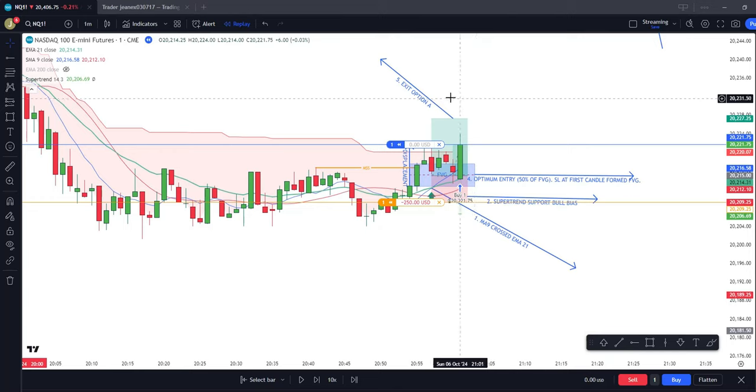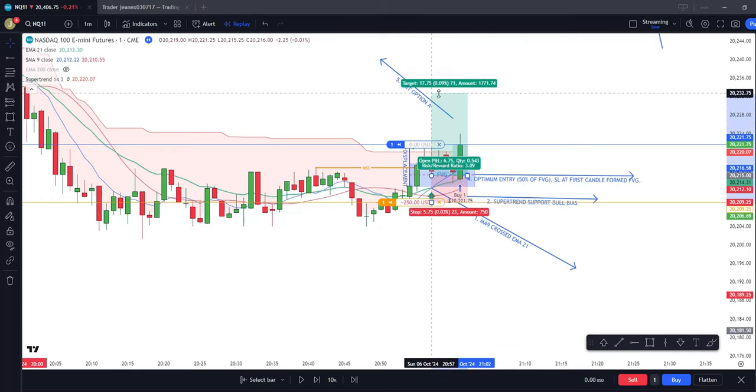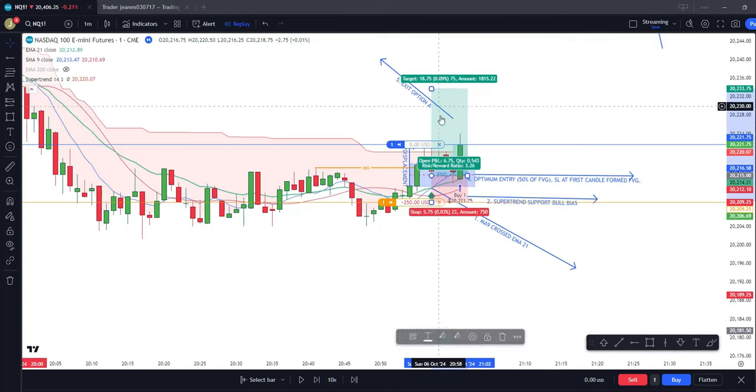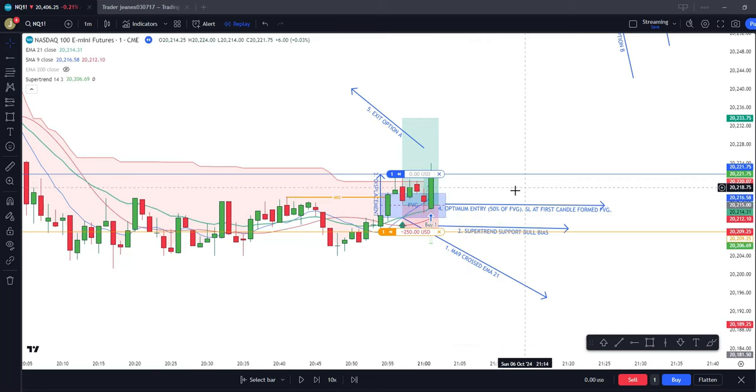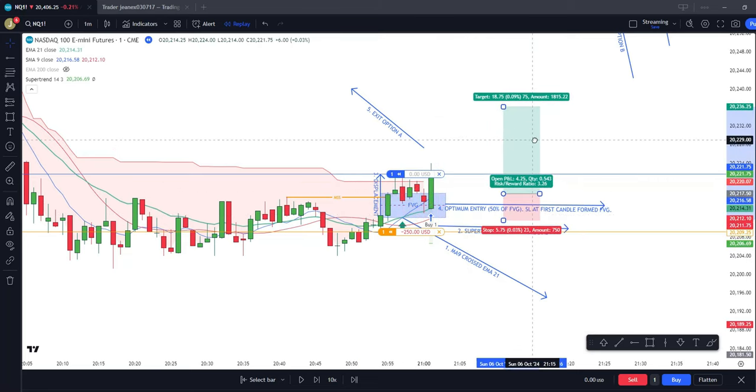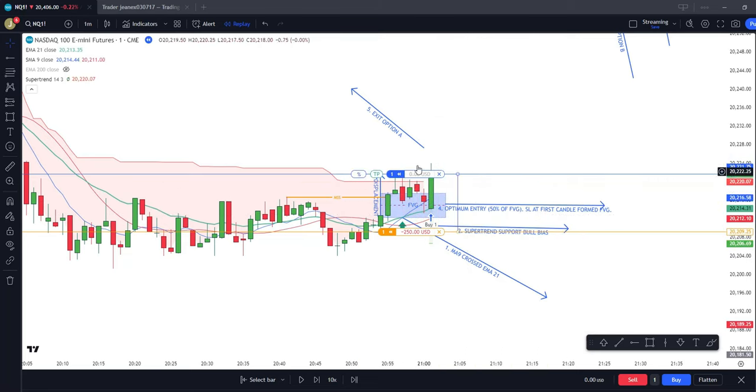Then, 1:2. Let's see 1:2. For example, you enter that area. So 250. So 1:2 is 500.